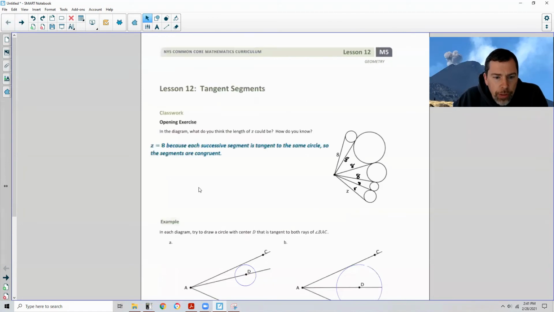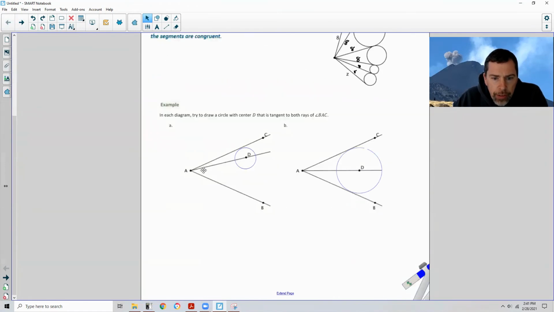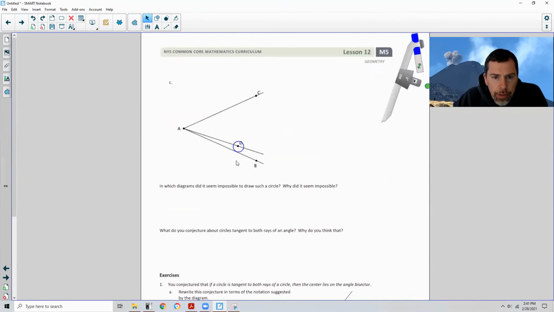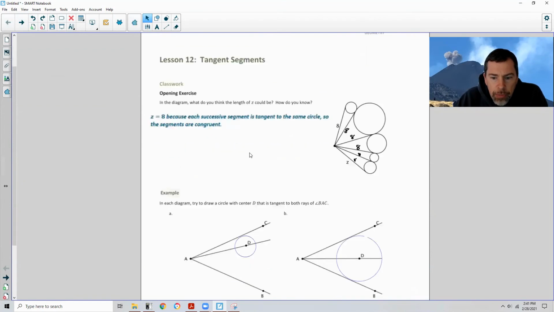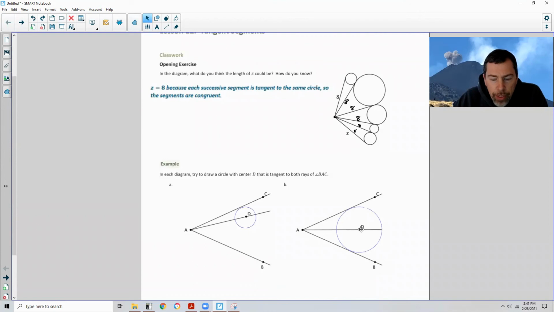So in which diagram did it seem impossible to draw such a circle? Well, it was the first one here, A, and the other one was this one, C. Why did it seem impossible? Because the point that the circle was centered at is on a line that bisects the angle, as you can see there. So whenever you have that situation, if you draw a line from the point outside the circle, the exterior point, to the center of the circle, it will bisect the angle that creates those two tangents.